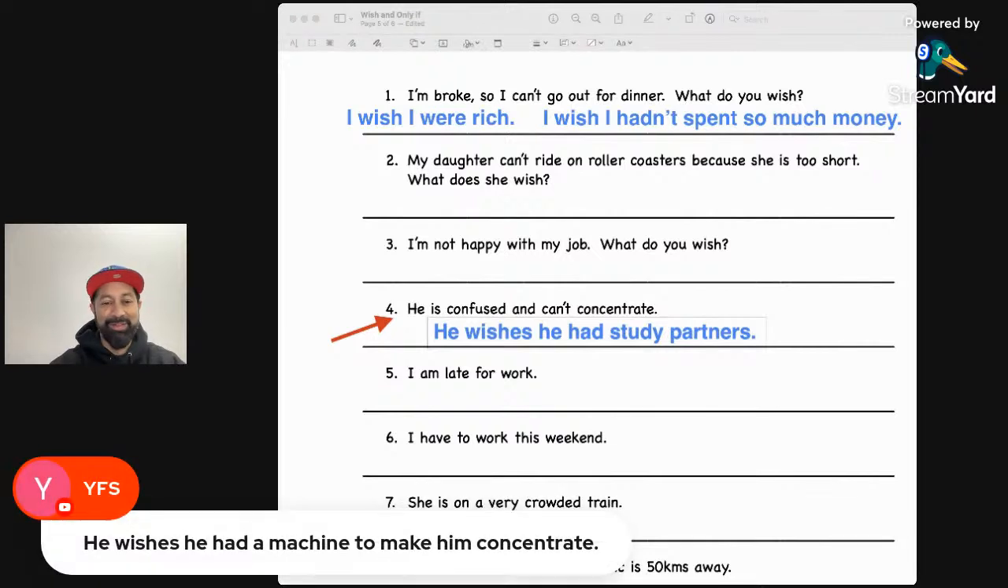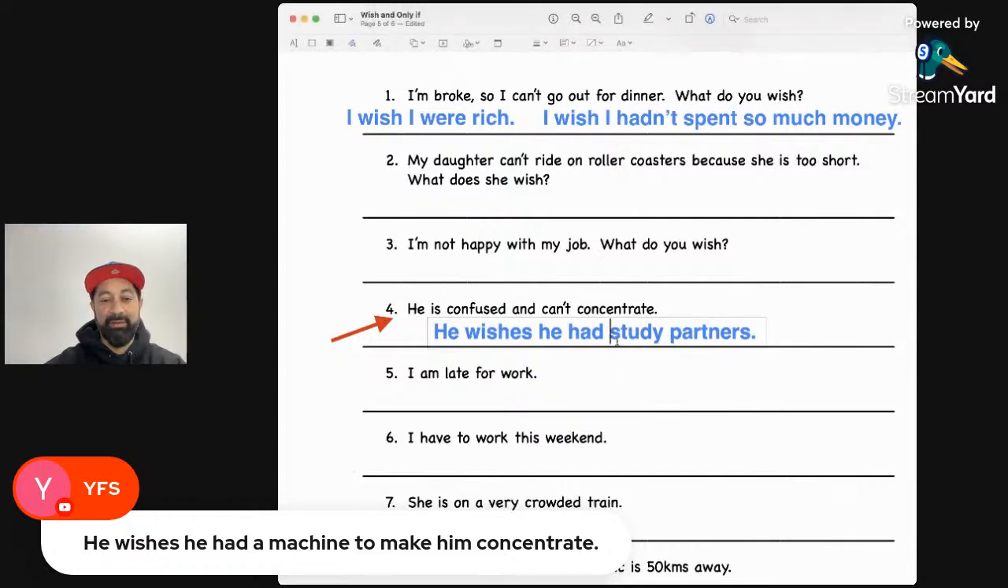YFS, with great imagination, he wishes he had a machine to make him concentrate. Yeah, that would be great, a machine. He wishes he had a machine to make him concentrate. So many answers. He wishes he were smarter. He wishes he had maybe this one here.